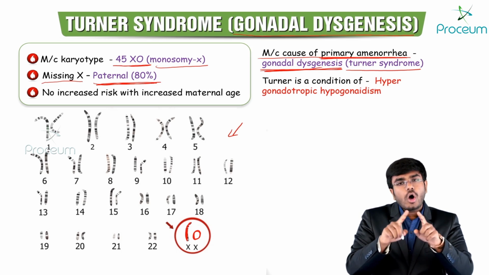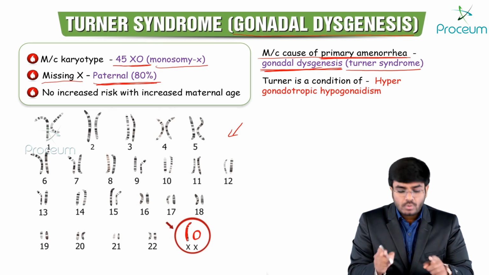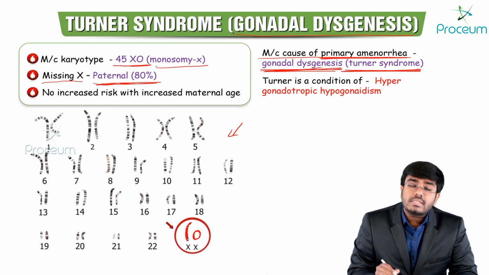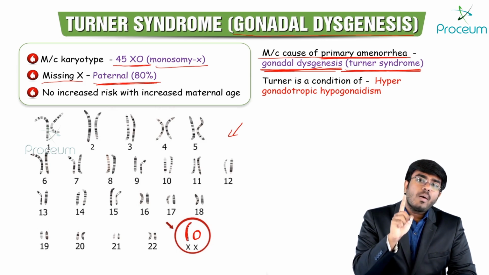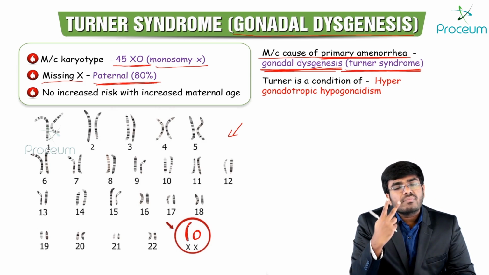So, out of all the causes of primary amenorrhea, the most common cause is gonadal dysgenesis. And which type of gonadal dysgenesis? The Turner syndrome, where the ovaries are non-functional because of the monosomy X. A complete female is because of the 2X.